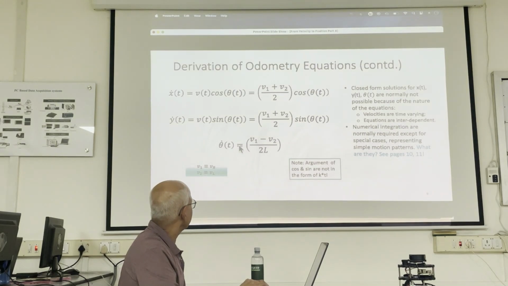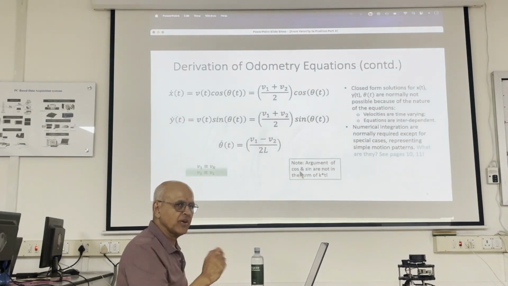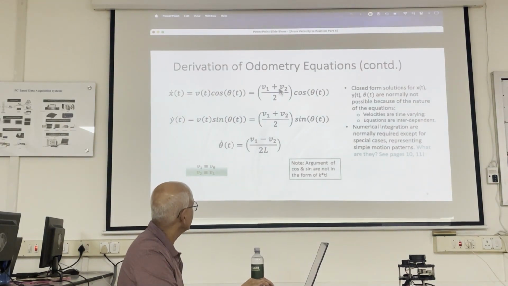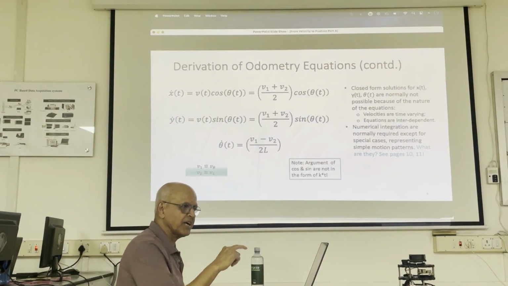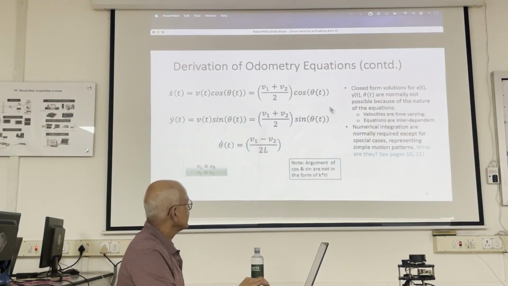This theta of t is related to v1 and v2, which are coefficients of the first equation. So there is a coupling between these two equations, right? Because of that coupling, in general, you cannot integrate it. It's impossible to integrate it because theta depends on this, and v1 and v2 are involved in the two places. And the velocities are in general time varying. Each moment I can change the velocity. Velocity is not a constant. It can be. The special cases will come from assuming it to be constant. Right now, it can be anything. Equations are interdependent. Velocities are time varying.